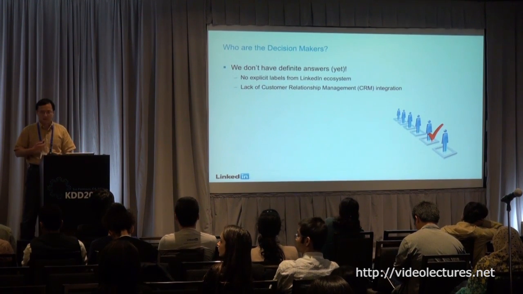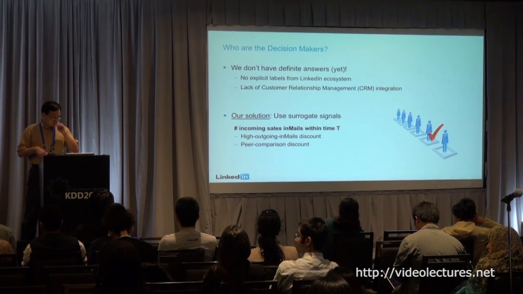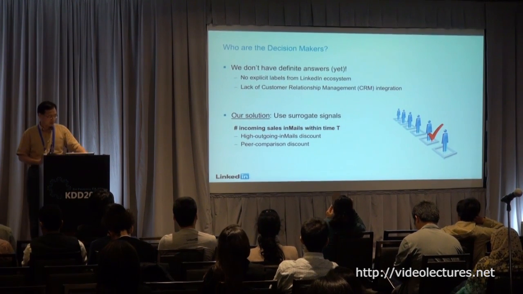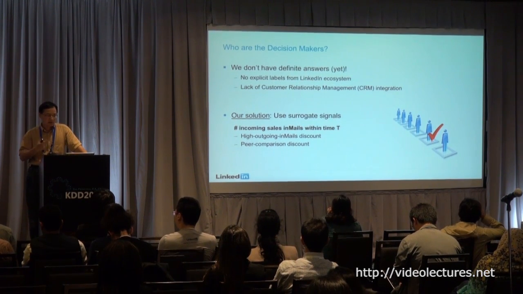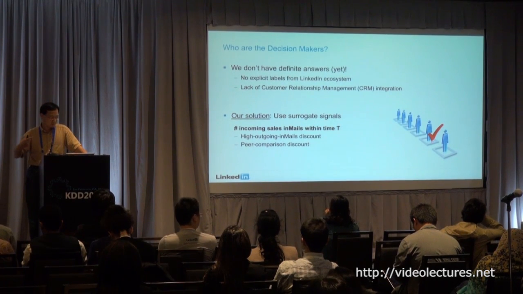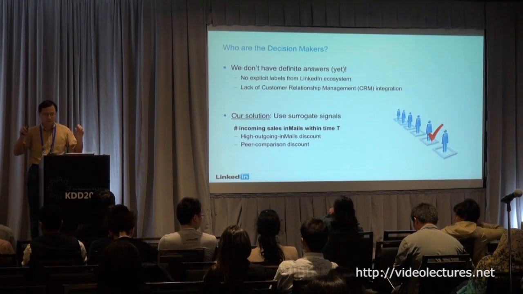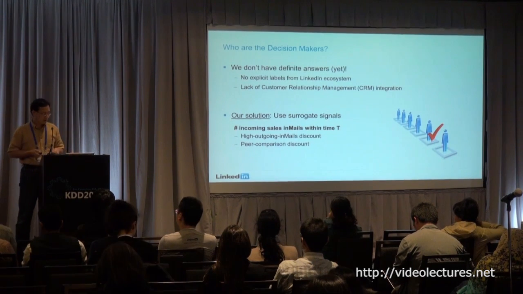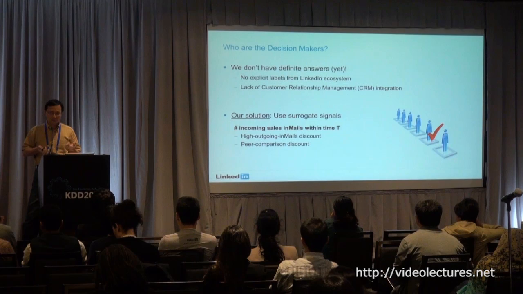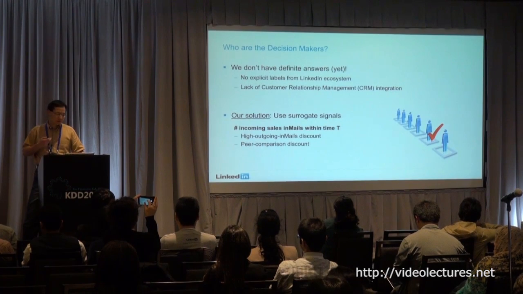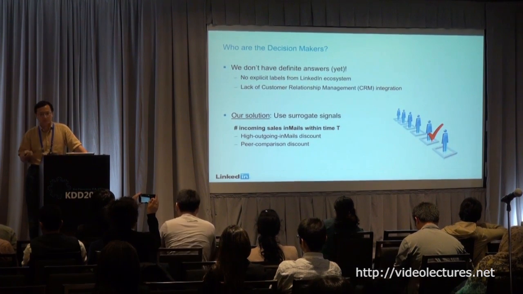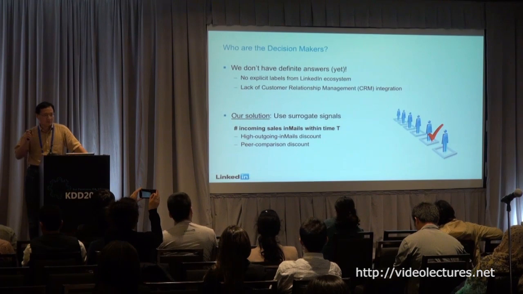So we have to use some signals that we have internally on LinkedIn. For this work, we use what I call a surrogate signal. We are basically counting how many sales emails, meaning InMail. InMail is a specific mailing application within LinkedIn. If I got an email from a guy who is classified as a salesperson, and we do have a function classification based on each member's profile, so if I have this many incoming emails from salespeople, that's a good sign that I may be interesting to the salespeople. So this is sort of our signal.